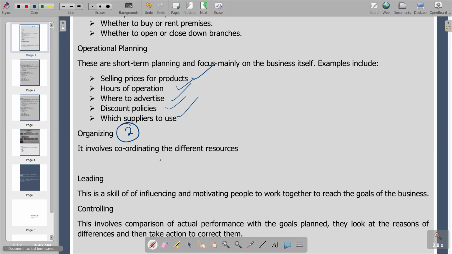It can also describe the coordination of different resources. Remember, examples of resources that we've got are capital and labor. So the coordination that takes place of those resources is also organizing.